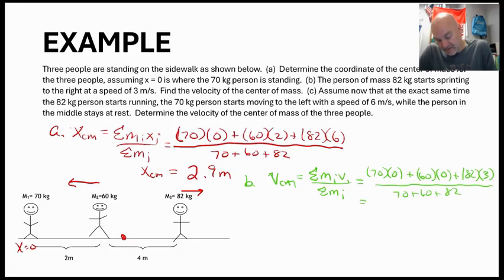Again, divide everything by total mass. And we find that the center of mass will have a velocity of positive 1.16 meters per second.